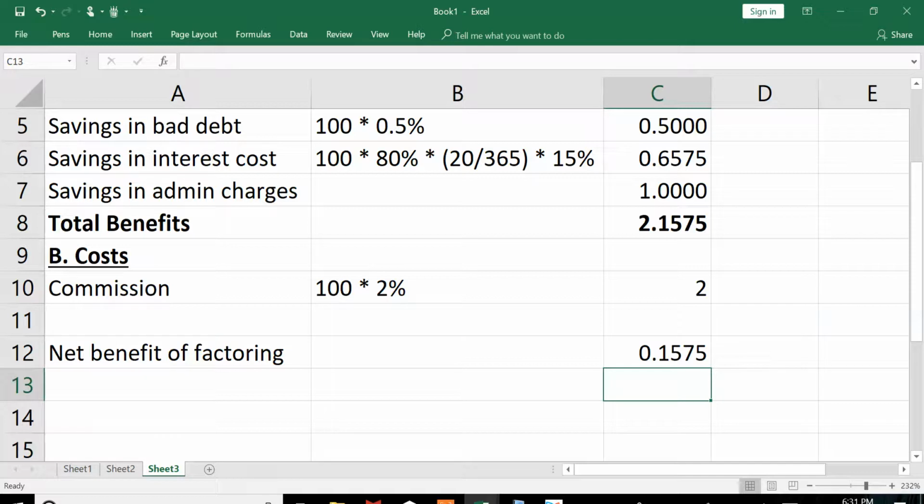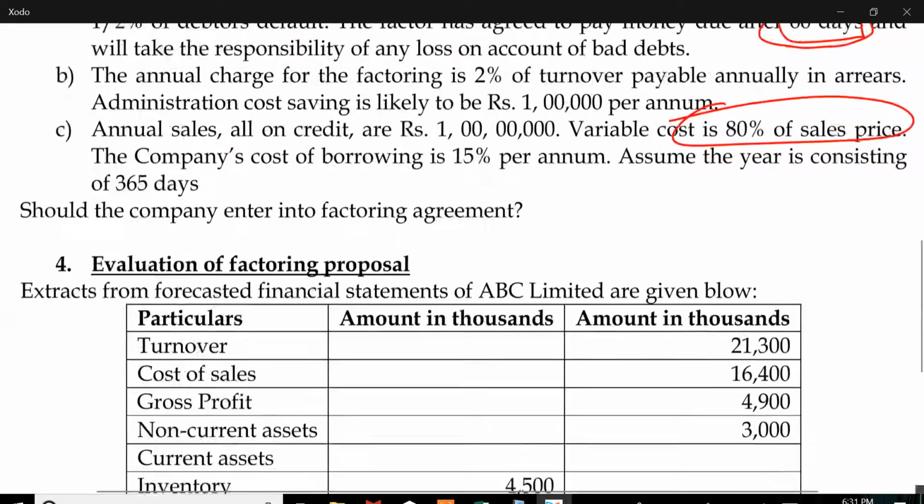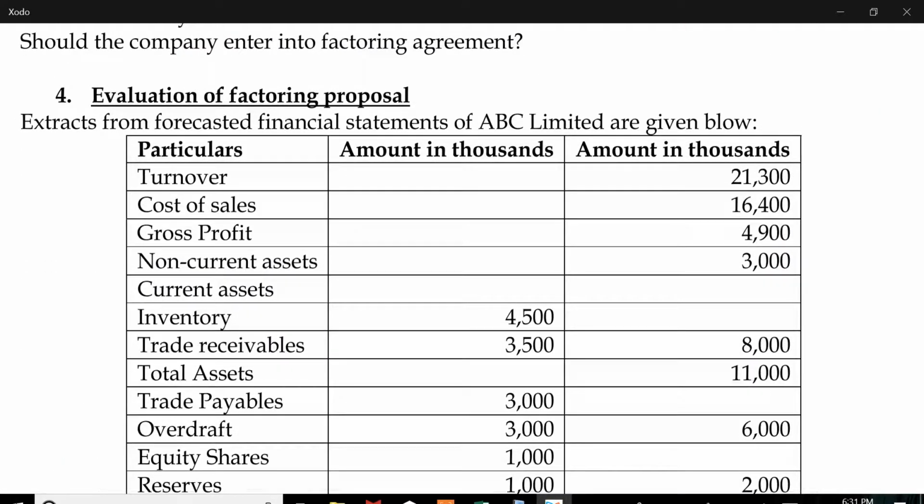Any doubts on this? Clear? Can we proceed? Go through question 4.